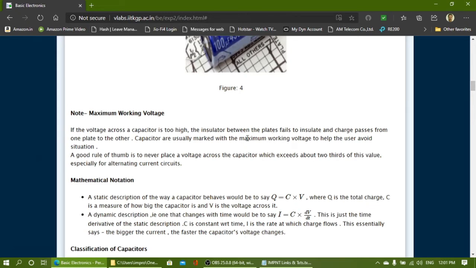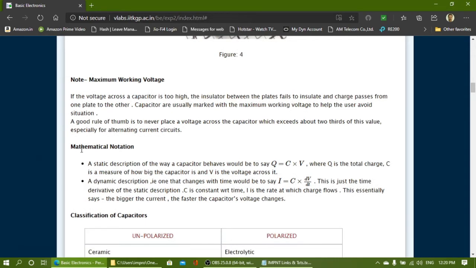And the charges pass from one plate to the other plate. Okay, I have already explained this to you. A good rule of thumb, as you can see here, is never to place a voltage across the capacitor which exceeds about two-thirds of this value, especially for alternating currents. That means AC applications.